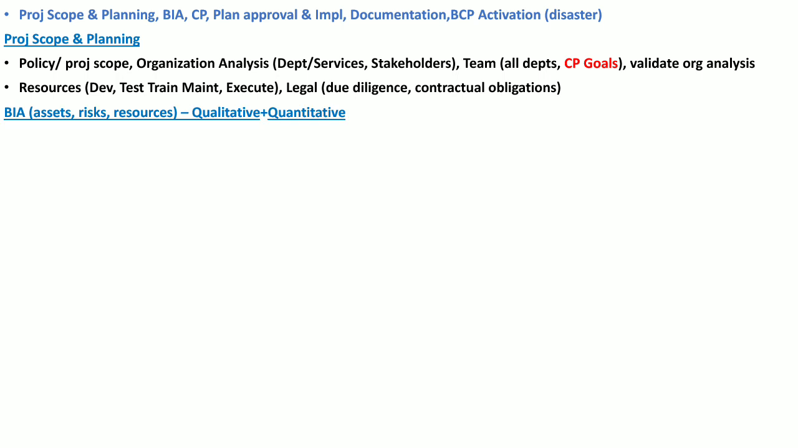After that, the BCP team carries out the business impact assessment to identify all critical assets and prioritize these assets, and then prioritize the risks to these assets, and then prioritize the resources according to the ranking of the risk to the critical assets. The BCP team carries out this activity of business impact assessment in a qualitative and quantitative manner. Quantitative means that it associates a dollar value to the assessment, and qualitative means that it is subjective.